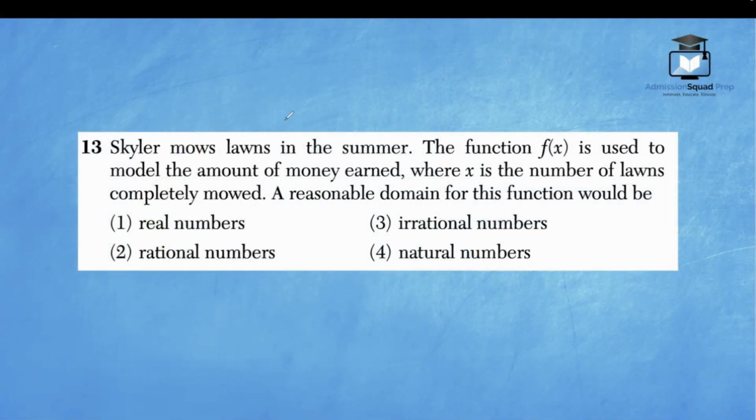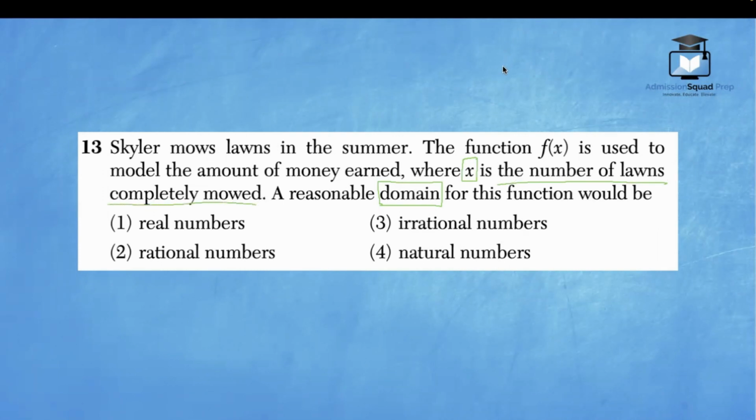For this problem, we will not need the use of the graphing calculator. Question number 13 states that Skylar mows lawns in the summer. The function f of x is used to model the amount of money earned, where x is the number of lawns completely mowed. A reasonable domain for this function would be, let's revisit what the word domain means. Domain is the set of x values, which means our input values. And for this problem, that is the number of lawns completely mowed.